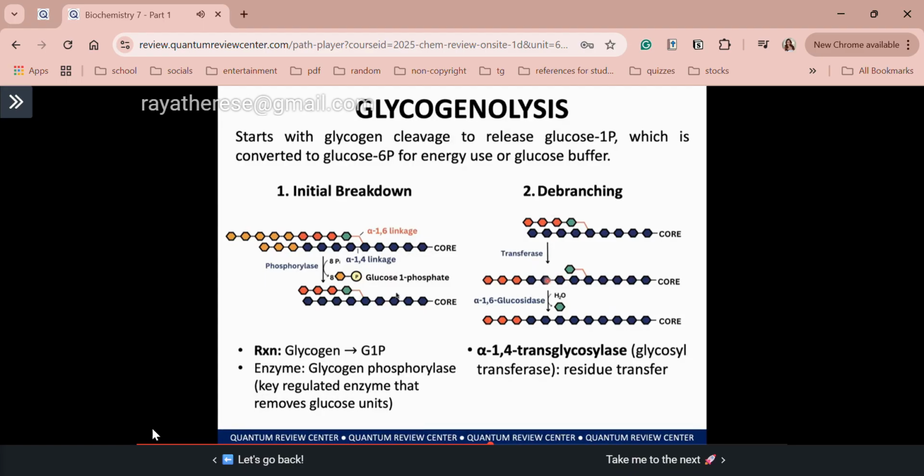Alright? And then after that transfer, your debranching enzyme is now ready for its alpha-1,6 glucosidase activity. So that's the debranching activity of your debranching enzyme, in order to cleave that remaining 1 glucose unit in your branching linkage. Alright? So again, the debranching enzyme has 2 activities: transglycosylase or transferase, and your alpha-1,6 glucosidase activity. Alright, so now we arrive with our last reaction of glycogenolysis.